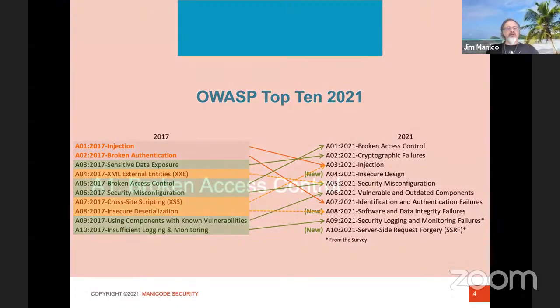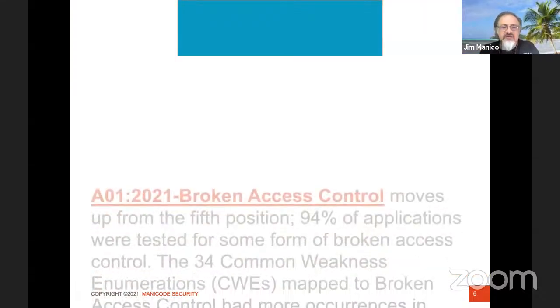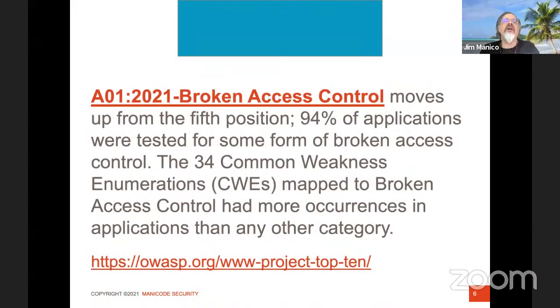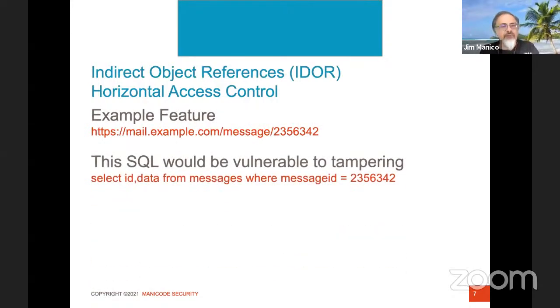Let's go through it. Number 1 is broken access control. I am thrilled to see this move to number 1. This is up from the 5th position. 94% of apps have some kind of broken access control. There are 34 common weakness enumerations that map to access control. The biggest problem is insecure direct object reference.